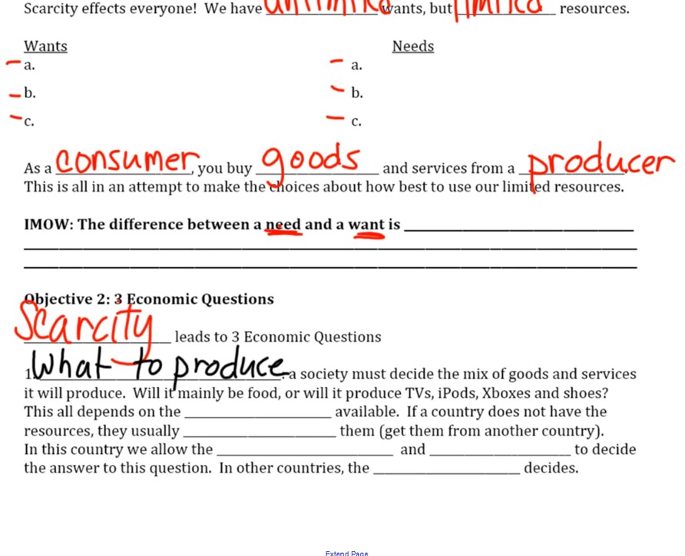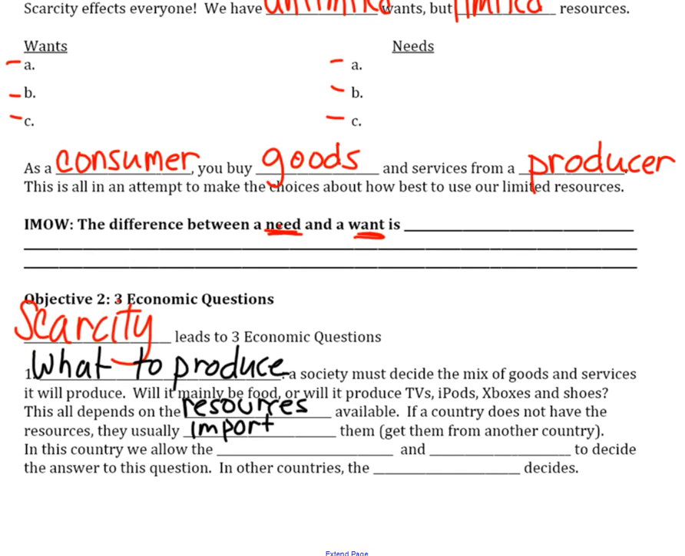Will it mainly be food? Will it be produce? Will it be TVs? Will it be iPods, Xboxes, and shoes? What is it? And it all depends on the resources that are available. In some places, there's more resources available than in others. And in some countries, they don't have the resources that they need, so they have to import them or bring them in from another country.